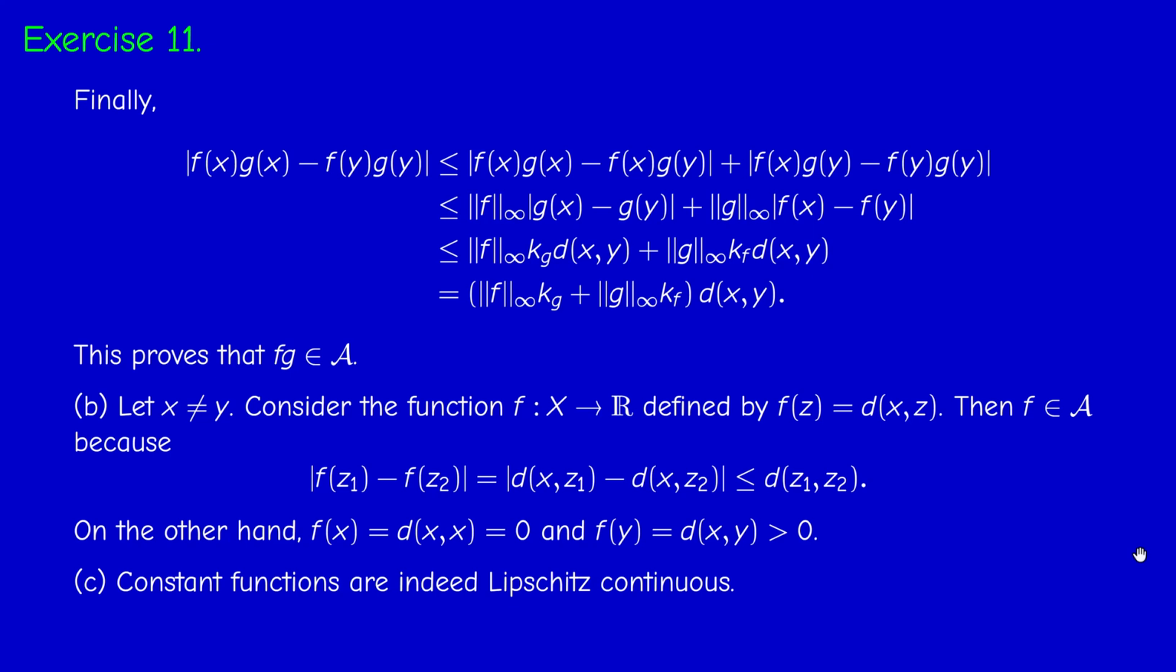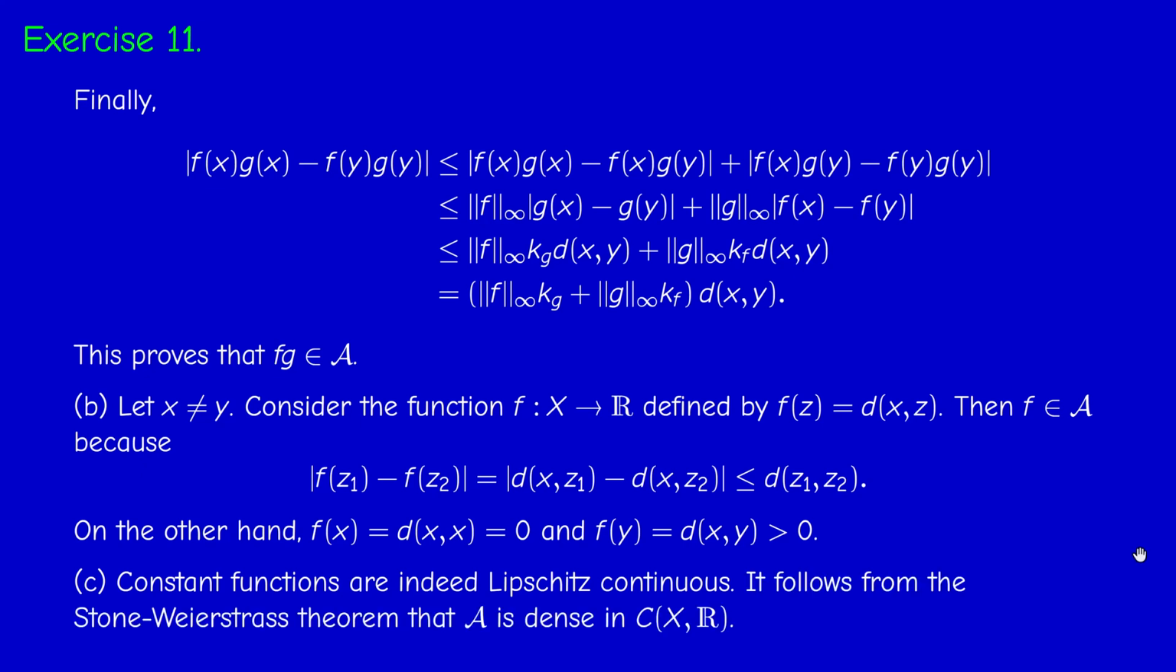So we have now the three assumptions. We have a subalgebra which contains the constant functions and separates the points of x. Therefore, by the Stone-Weierstrass theorem, it is dense in the space of continuous functions from x to R, equipped, of course, with the supremum distance that we defined in the lectures. Okay, so convergence in the space is just uniform convergence. Okay, so this is a typical exercise.